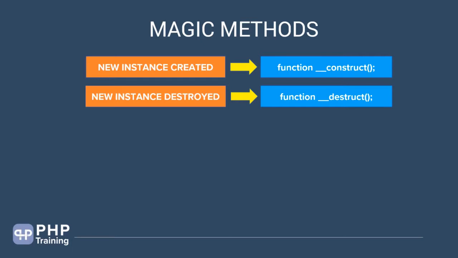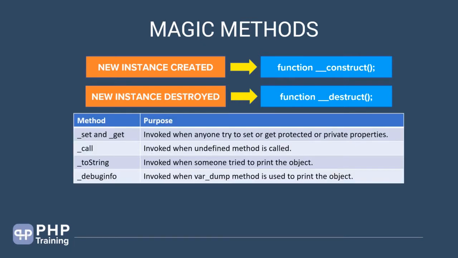Similarly, we have other magic methods, in different categories. We have set and get. The purpose of set and get is that they are invoked when anyone tries to get or set a protected or private property. You cannot access private and protected properties directly, but when someone tries to, these __set and __get methods are called. If you define them, they get executed. If you don't define them, it will error out. We'll do an exercise to understand how set and get work and how helpful they are for your project.